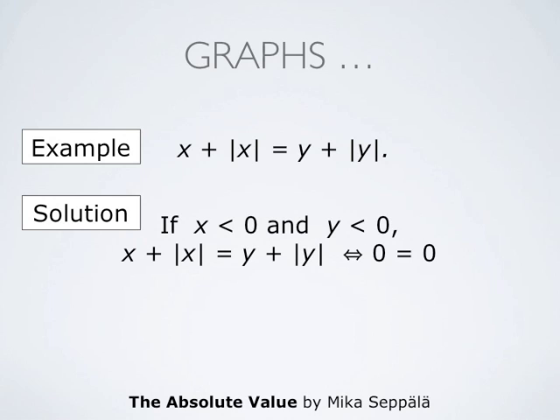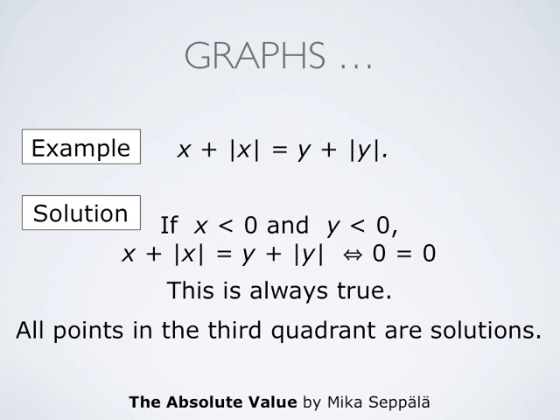In the third quadrant, both x and y are negative, and the absolute value of x is negative of x, and the absolute value of y is negative of y. Therefore, x plus the absolute value of x and y plus the absolute value of y are both 0 when x is negative and y is negative as well. This means the equation in the third quadrant reduces to 0 equals 0. This equation is always true. This means that all points in the third quadrant are solutions.